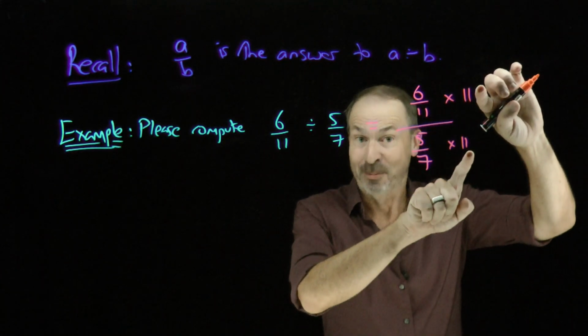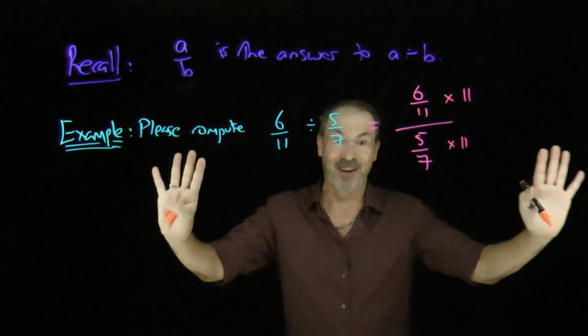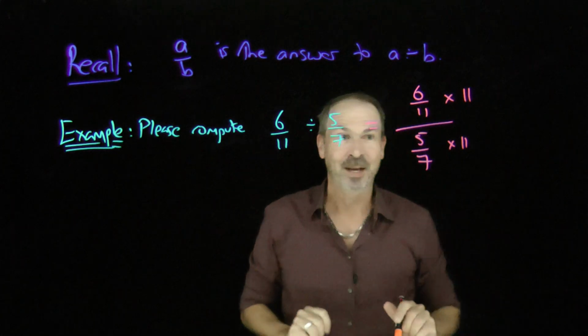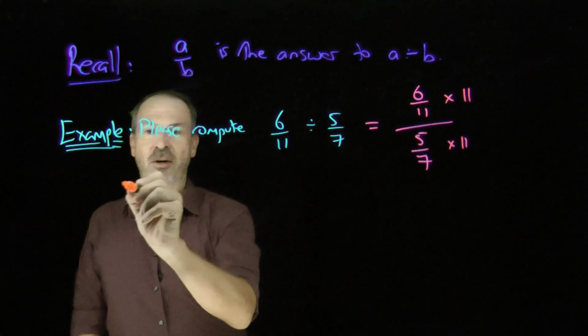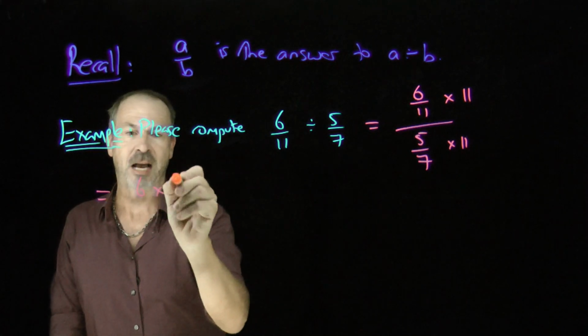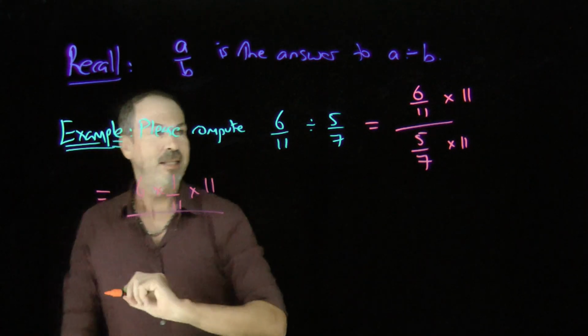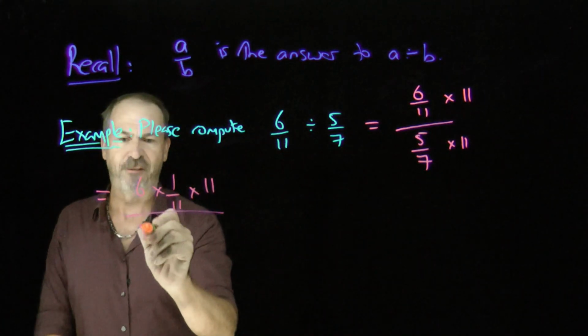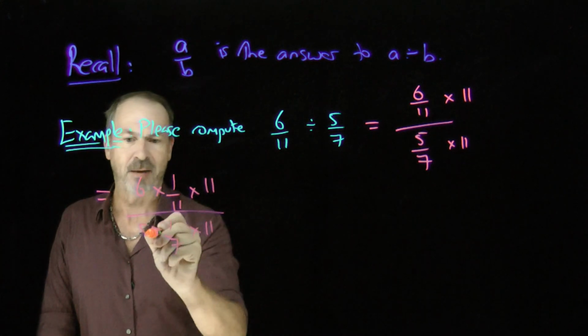Also, by choosing the same numbers for scaling the top and bottom, it's not going to change the value of the fraction. Still the same number. All right, so let's actually work this out. I'll tease out the numerators. Really, 6/11 is 6 times an 11th, then times 11. Great. And on the bottom, I've got 5/7. It's really 5 times the 7th, and that gets multiplied by 11 as well.